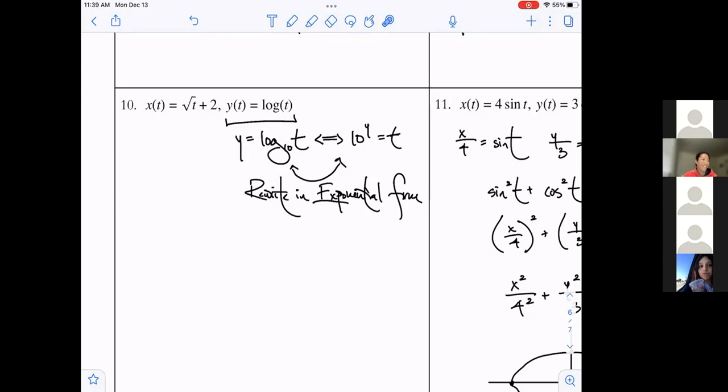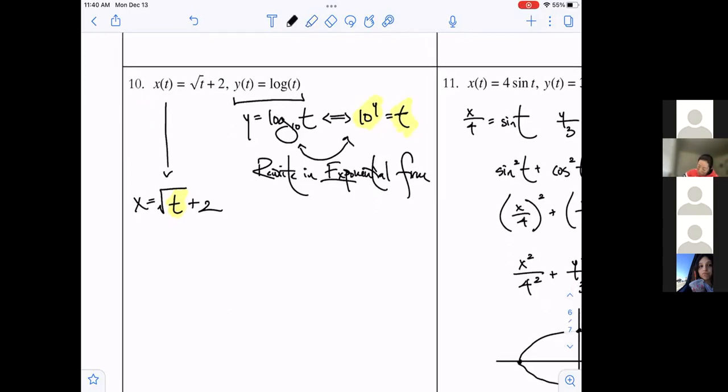All right, yes, 10 to the y equals t, okay? And so what can we do with this? Well, we can actually use substitution, right? We can take this, we can say x equals the square root of t plus 2, but everywhere we see a t, we can replace it with 10 to the y. And so we'll get x equals the square root of 10 to the y plus 2. Okay.